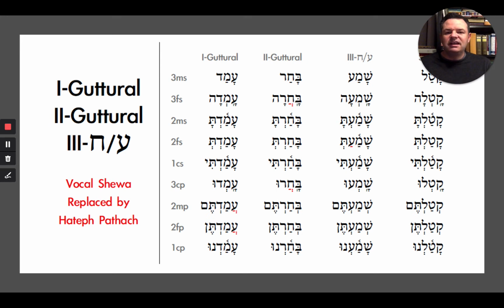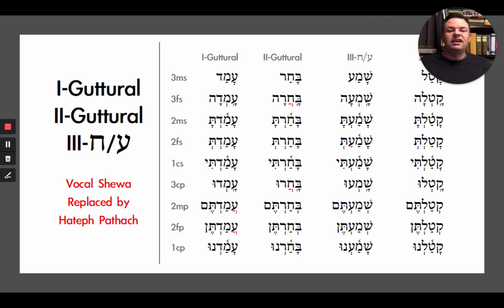Now notice that it's almost the exact same, except for those places where there is red. Those red vowels. So you see the hatef vowels, the reduced vowels, under the first guttural, under the 2MP and 2FP, and then under the second guttural with the 3FS and then the 3CP. And with the third guttural, the third chet and the third ayin, you see that it's only under the 2FS that there's a change. Other than that, they're the same, right? So these are very similar.